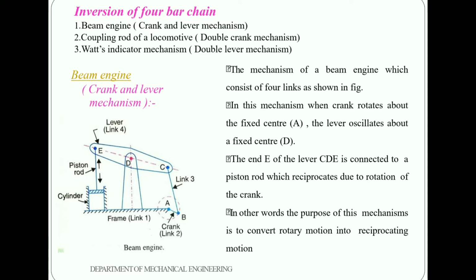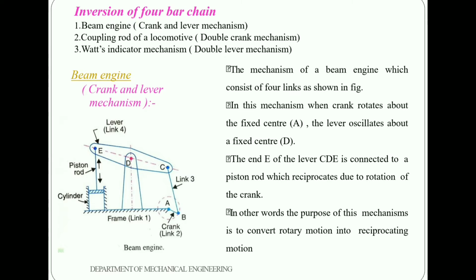Here in the bracket it is noted: a crank and lever mechanism. The beam engine works under the principle of the crank and lever mechanism. The coupling rod of a locomotive works under the double crank mechanism. Watt's indicator mechanism works under the principle of the double lever mechanism.